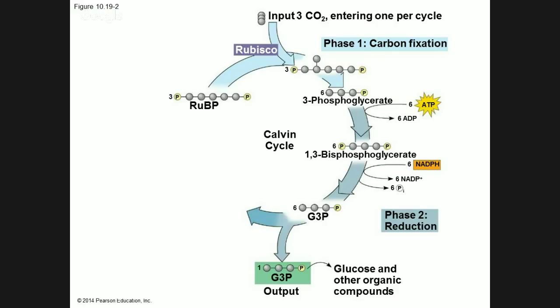Phosphorylate, phosphoglycerate enzyme. Notice there's no yellow circle over here. This comes in, adds yellow circles. That's the phosphate group. See that difference? And then the next step, NADPH will come in. There's an enzyme doing all this we can't see, and adds electrons and hydrogens to this.